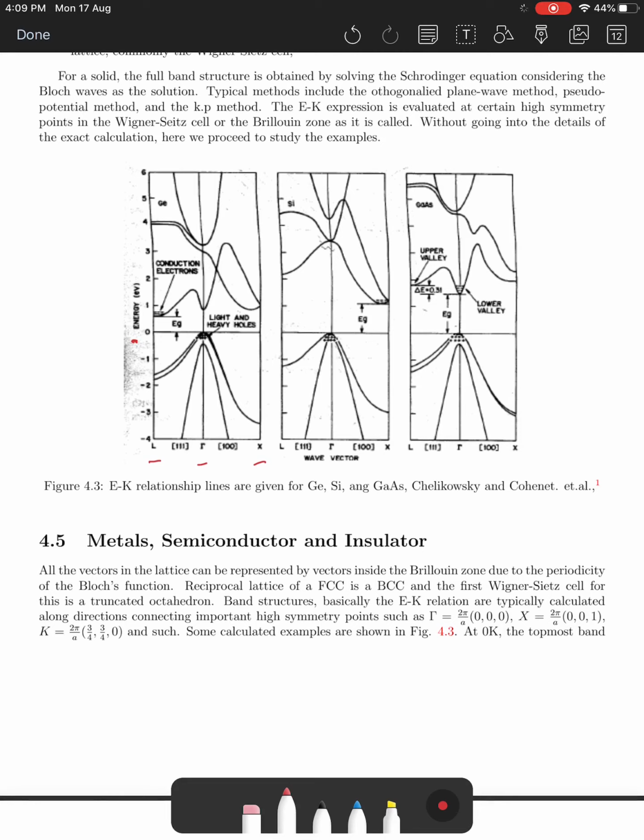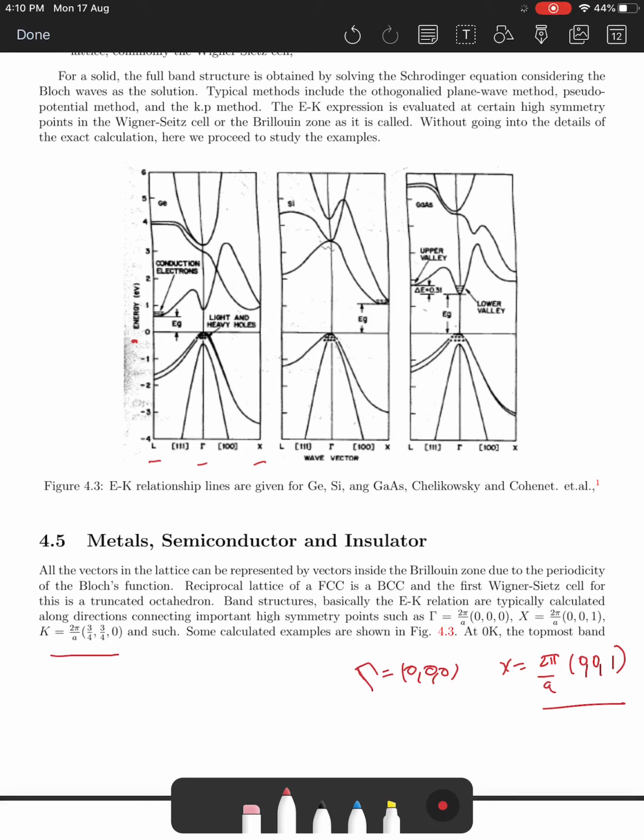So basically, gamma is 0, 0, 0. That's the center of this axis, right? And X is 2 pi by a times (1, 0, 0). So that means that it is along one of the directions. It can be 1, 0, 0, or 0, 1, 0, and so forth. Okay? And L is 2 pi by a times (1/2, 1/2, 1/2).